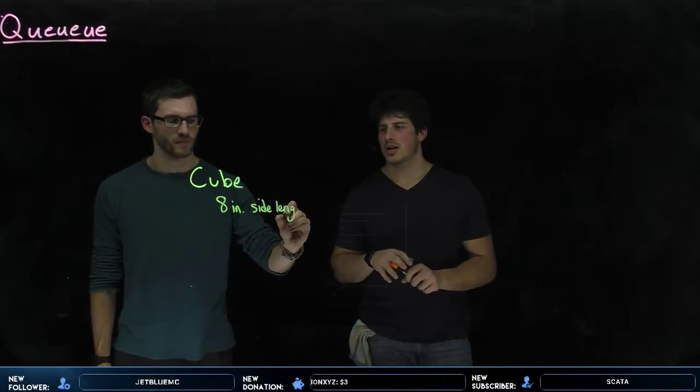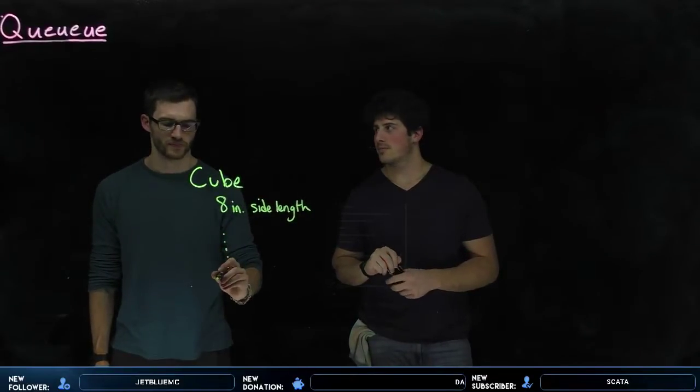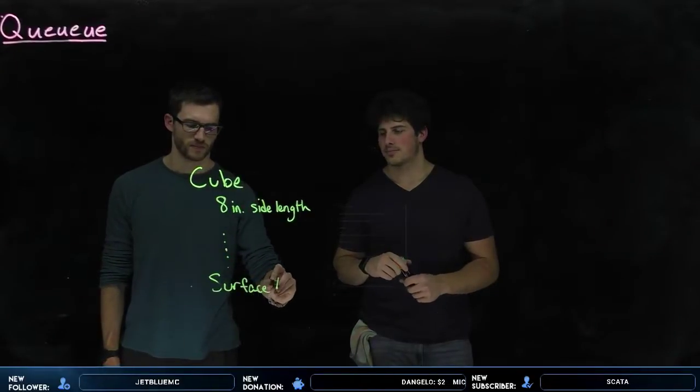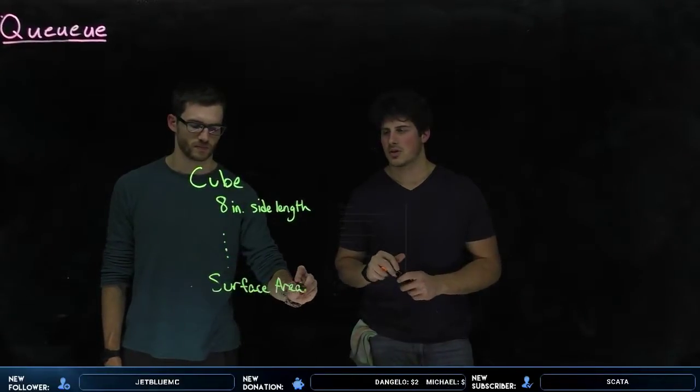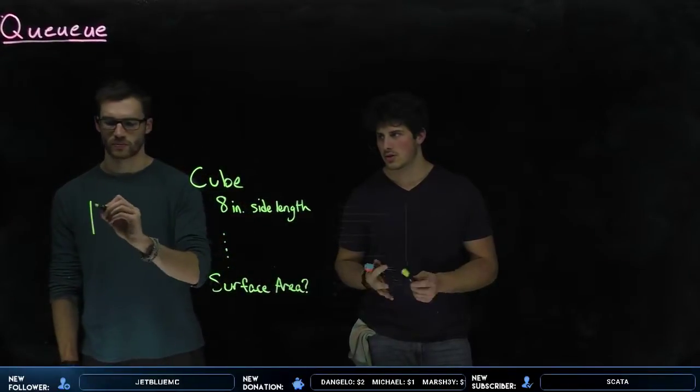A cube with 8-inch side lengths. You're going to say, what's the volume? Surface area. How do you find the surface area of a cube where you know that the side lengths are all 8 inches?